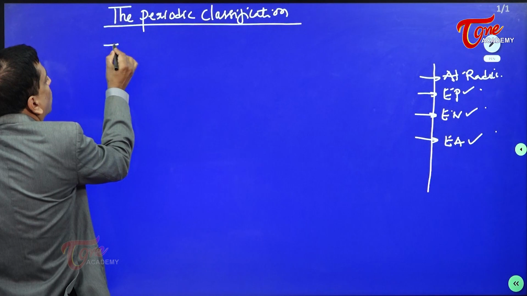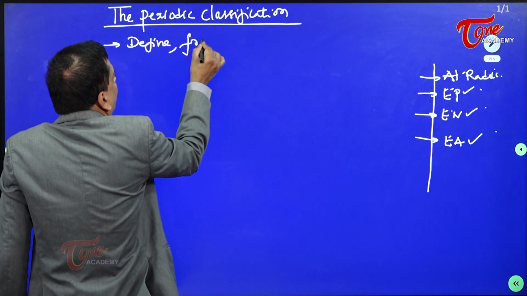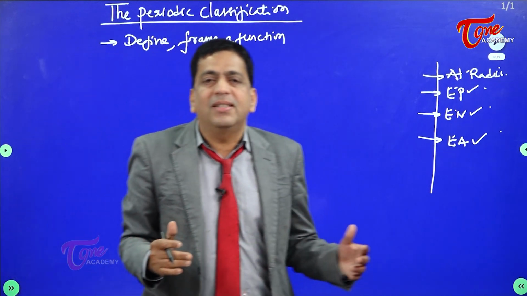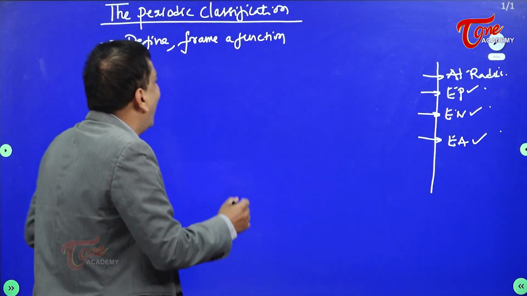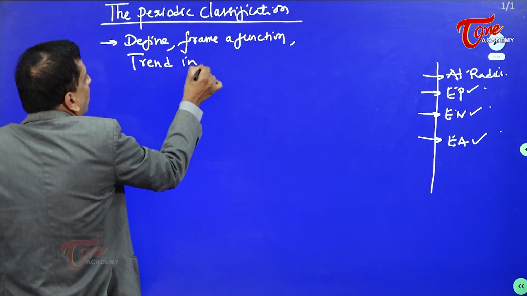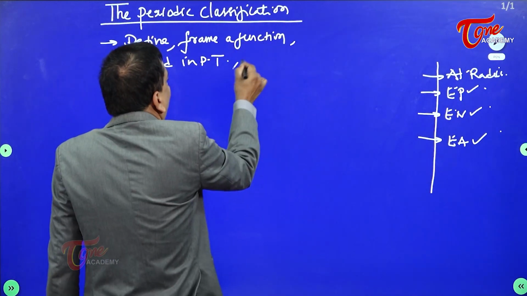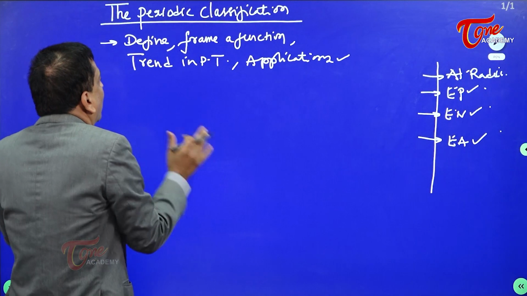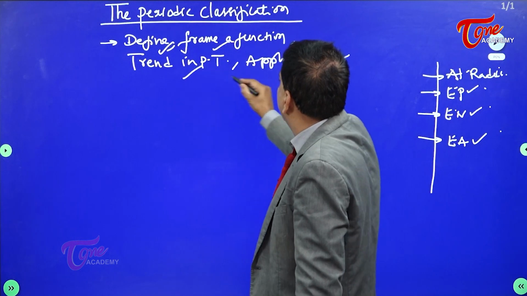First of all, define. When you define, then frame a function. Now don't get confused with this. When I say frame a function, it means on what factors it depends. That's framing a function. And then you have the third one, that is the trend in the periodic table, that is in a period and in a group, how it varies. And then going in for the applications. This is the sequence which you follow for all of this: first define, then frame a function, then trends in the periodic table, and applications.